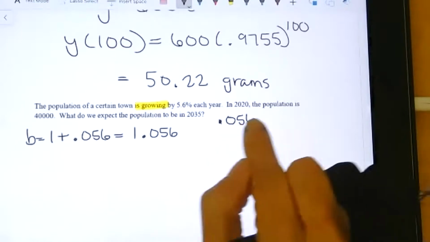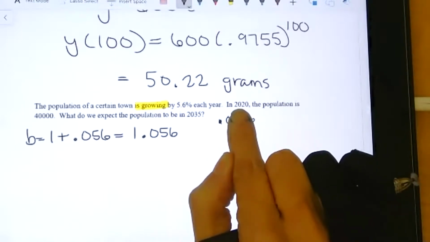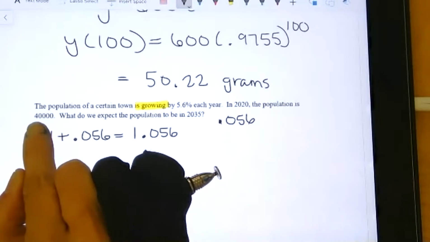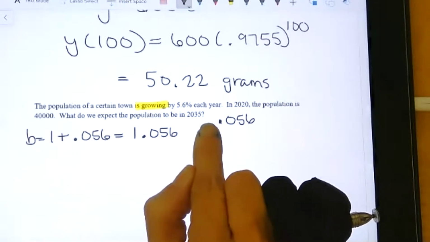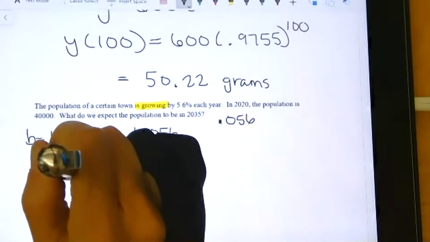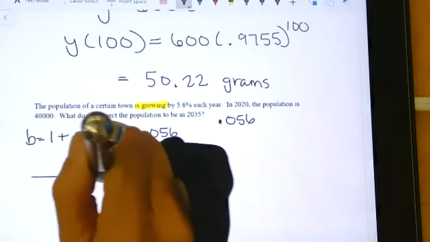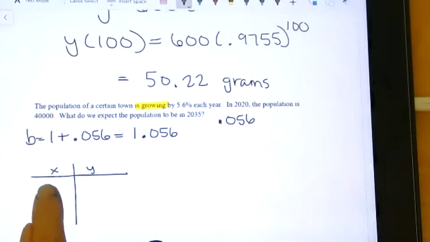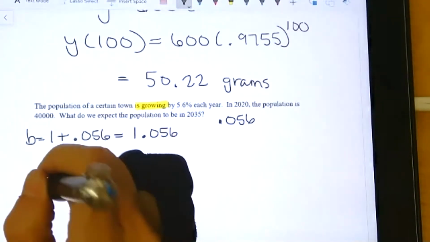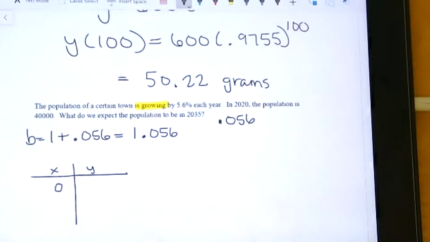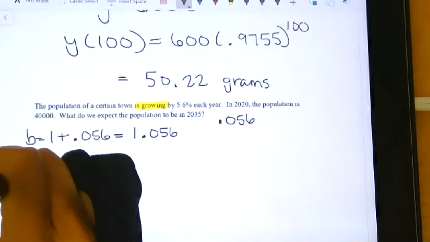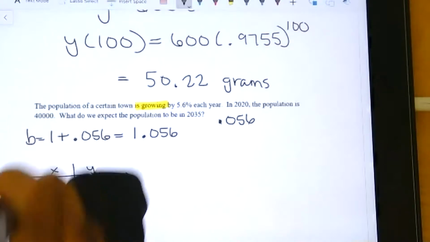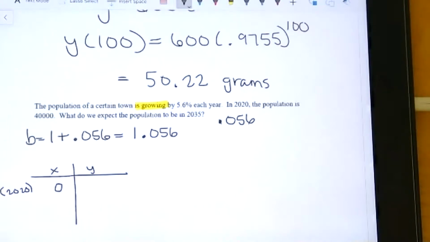Okay, so the population in 2020 is 40,000. What do we expect the population to be in 2035? Now, X and Y. I could put 2020 here, but I would much rather start with 0. And I can say, you know what, year 0 is going to be 2020. So the year 2020, I'm going to call that year 0. I can start year 0 wherever I want.